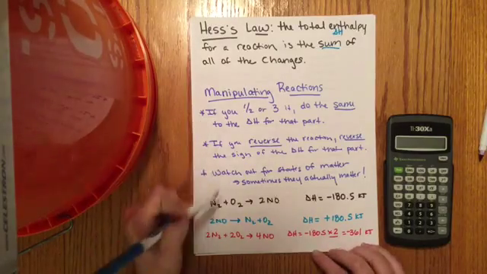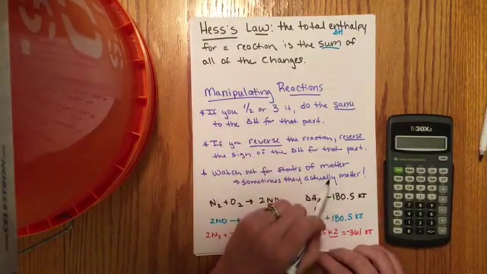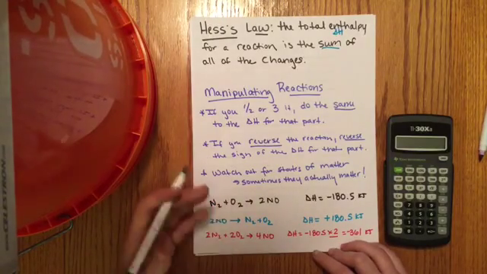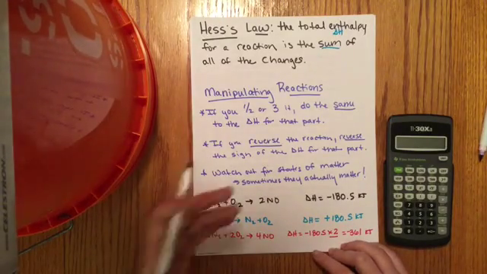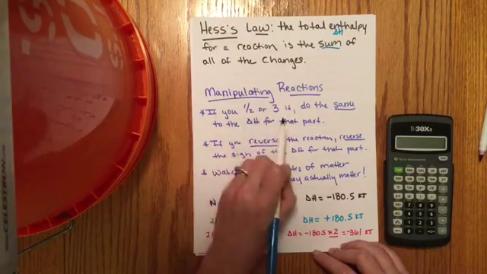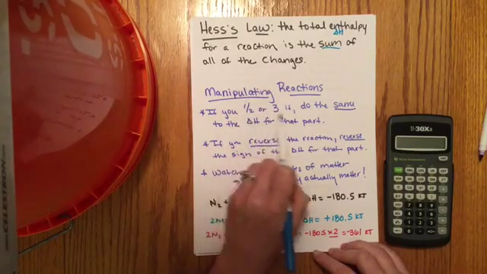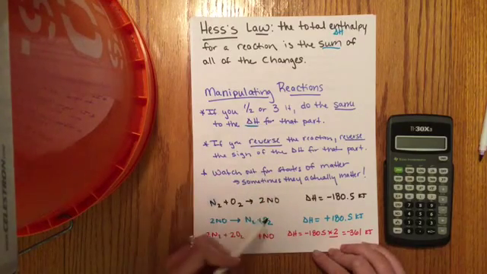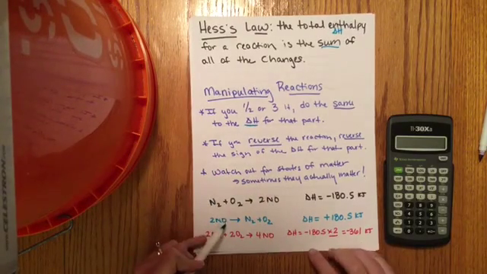There's three things we have to remember when we're manipulating reactions. If we have to, say, double the reaction, or half the reaction, or times it by 3, whatever we do to the reaction, we have to do the same thing to the enthalpy, or the delta H, for that part. And you'll see what I mean about that in just a second.